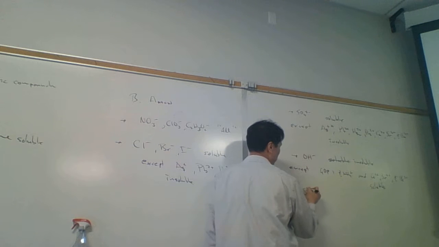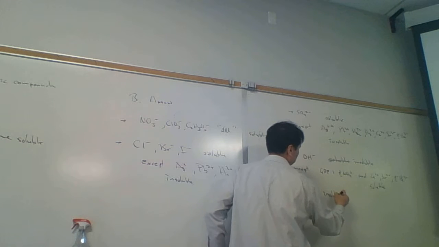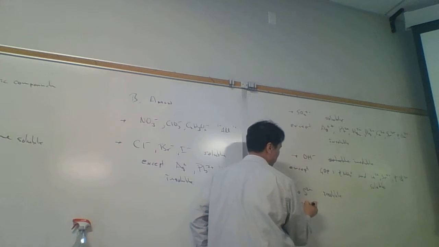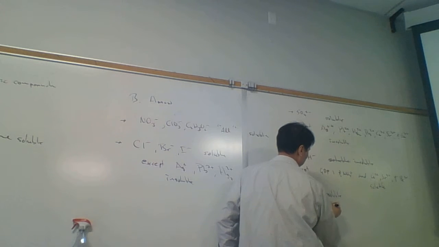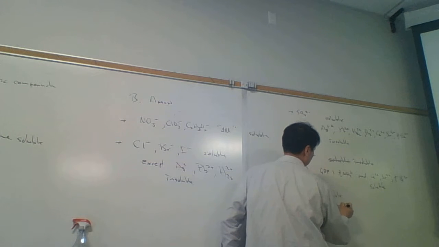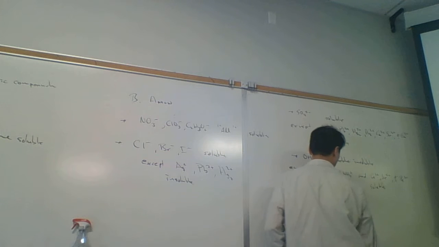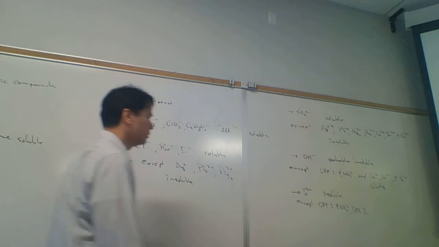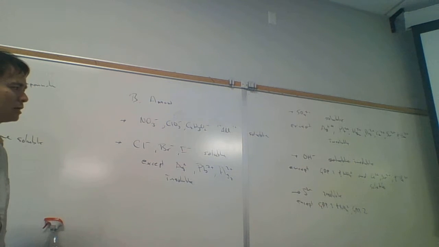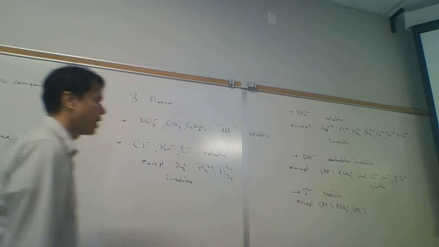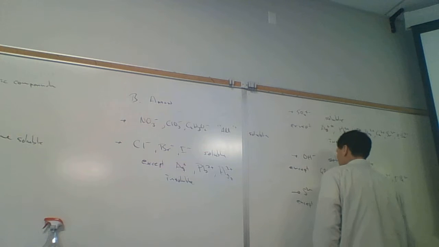The next category are sulfides. Sulfides are insoluble, but there are some exceptions, except group 1 and ammonium, group 2, and then that's it actually, just group 1, group 2, and ammonium. So magnesium sulfide is group 2, it turns out that's soluble. But manganese 2 sulfide is insoluble.